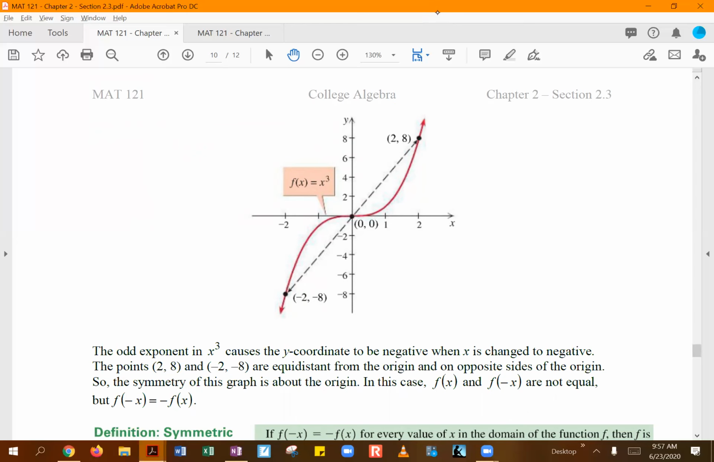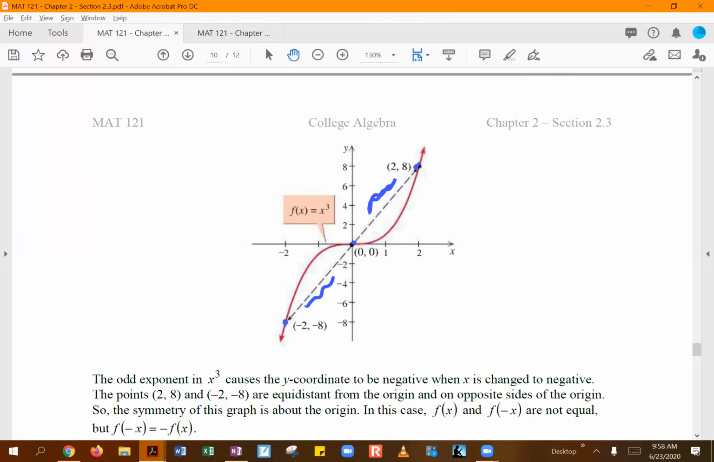So if you look at this origin over here and you take the distance to those 2 points, the distance from 0, 0 to the point 2, 8 is going to be the same as from origin 0, 0 to the point -2, -8. So these distances are actually going to be equal. So for functions that are symmetric about the origin, you can always take the distance from the origin to 2 points on your graph and see if that distance is equal.